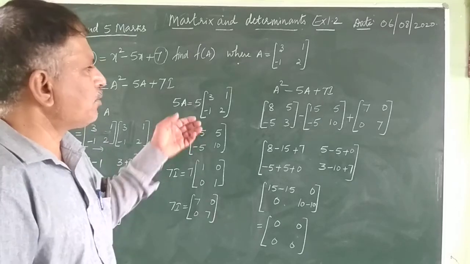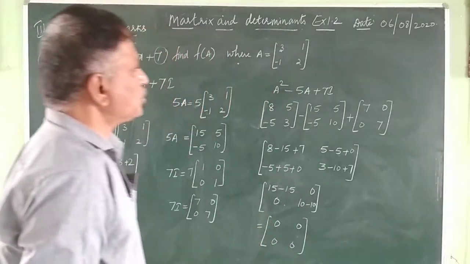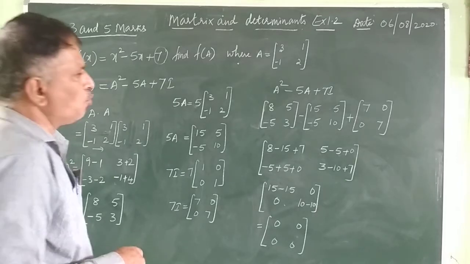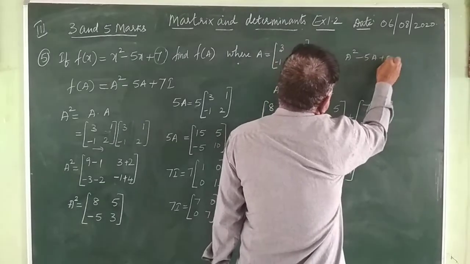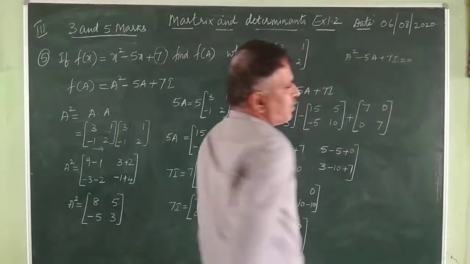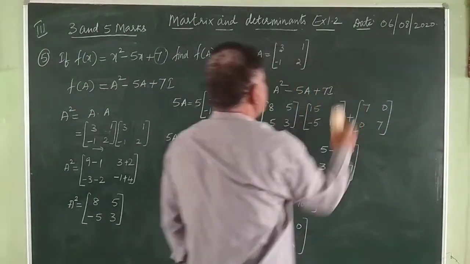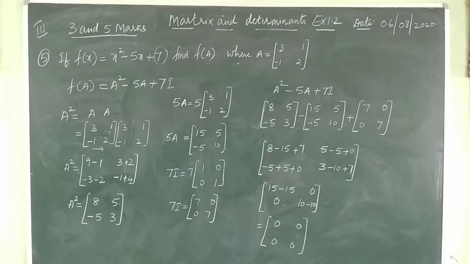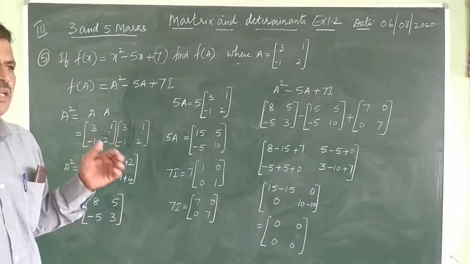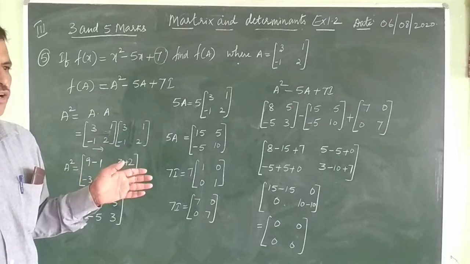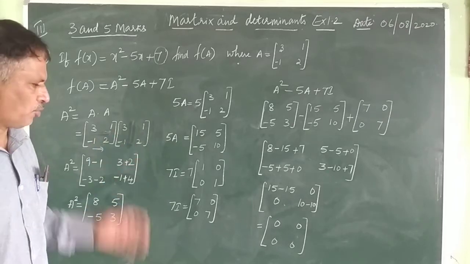Sometimes the same question will be asked in a different way. If A is equal to 3, 1, minus 1, 2, they may ask you to show that A squared minus 5A plus 7I is equal to 0. They may ask you like that also. Please note down, this is one of the important questions. This is a vast chapter. You can take any number as an example and work it out. Unless you work hard, it is very difficult. Please follow this and write it down.